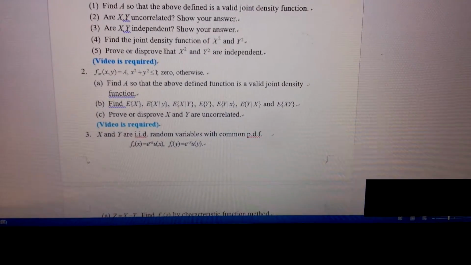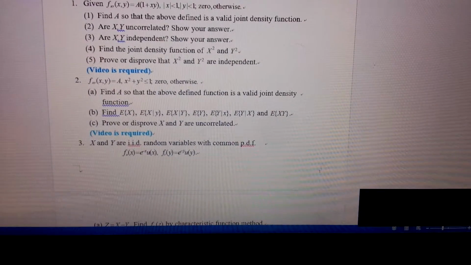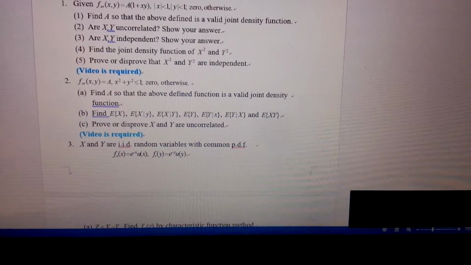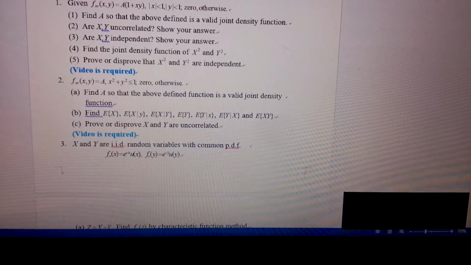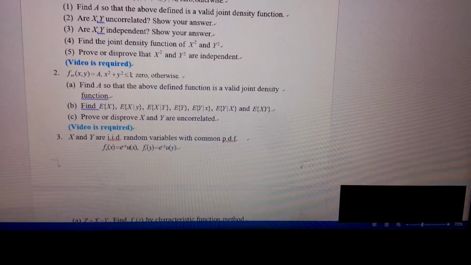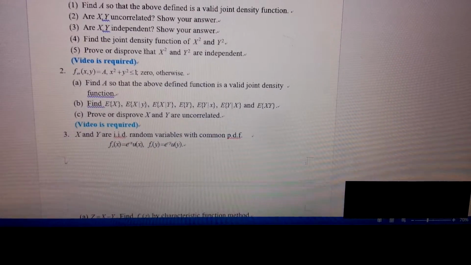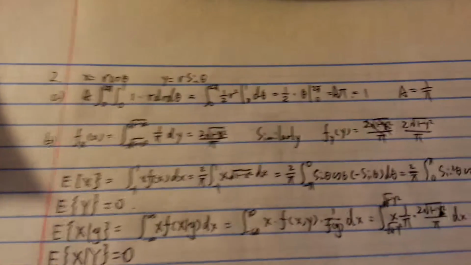Then we come to the second question. The second question is giving us the joint density function of x and y and the region of x and y. And it asks us to find a and the expectation of x, the conditional expectation, the expectation of y, and so on. Finally, it asks us to prove or disprove that x and y are uncorrelated.